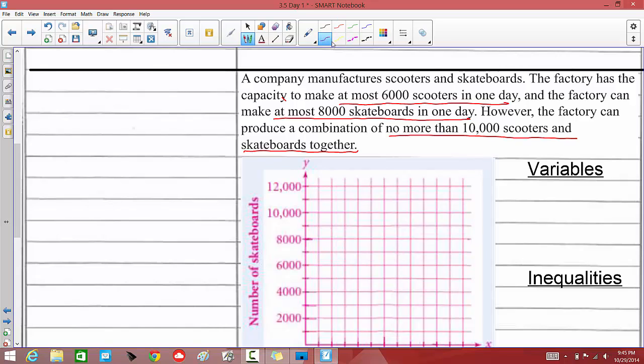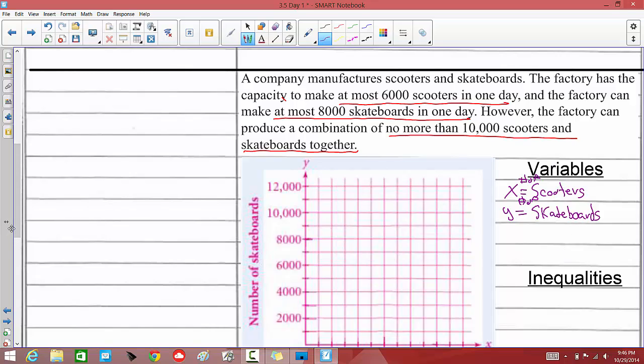And now let's start to define these variables. Well, it looks like there's two things that can vary. We can vary how many scooters we make, and we can vary how many skateboards we make. So let's let x equal the number of scooters, and let's let y equal the number of skateboards.